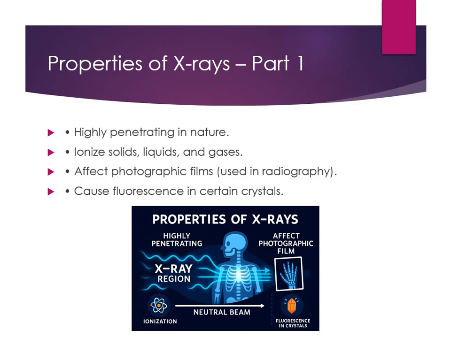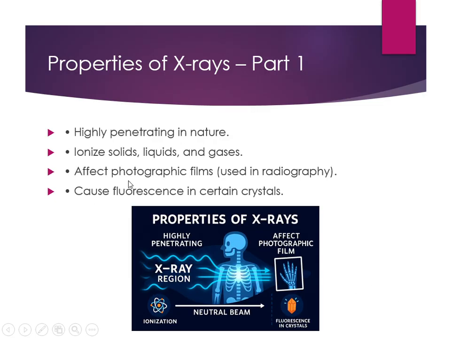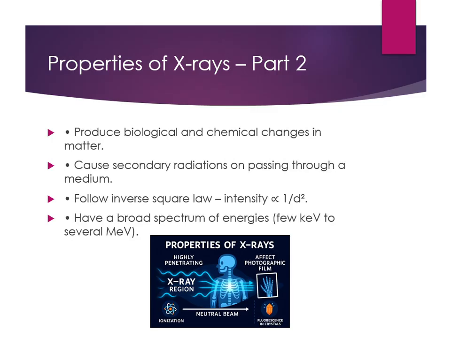Slide 4, Properties of X-rays, Part 1. Now let's discuss some key properties of X-rays. They are highly penetrating, which means they can pass through materials like skin and muscle, but are absorbed by denser substances like bones or metals. They can ionize solids, liquids, and gases, producing charged particles. X-rays also affect photographic films. This is how traditional X-ray imaging works, and they can cause fluorescence in certain crystals, making them glow when exposed to X-rays.